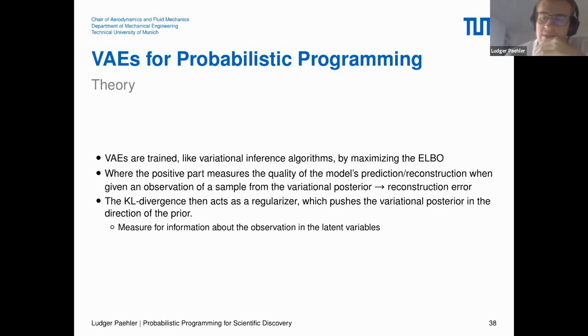The positive part, as we'll see on the next slide, basically gives the quality of the model's prediction through reconstruction, so basically reconstruction error, and the second part is basically like a regularization. In a sense, some people say it's also a measure for information about the observations in the latent variables.